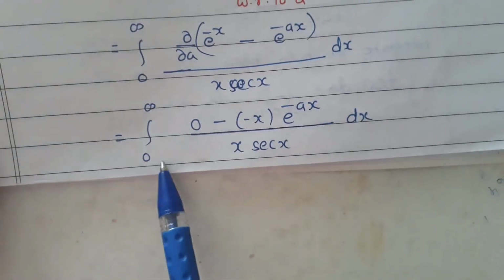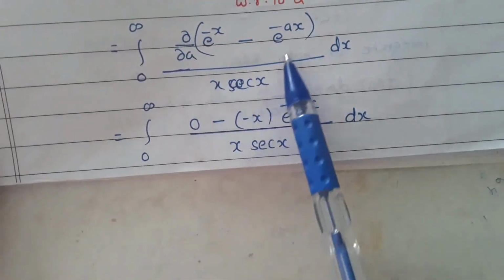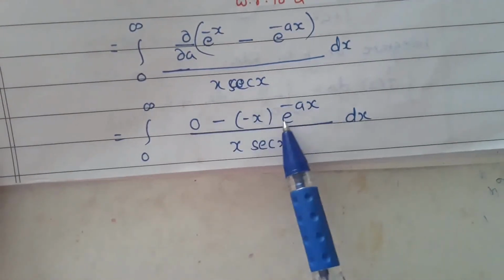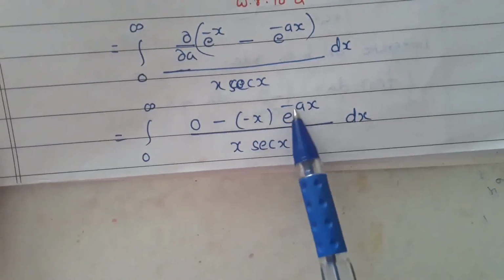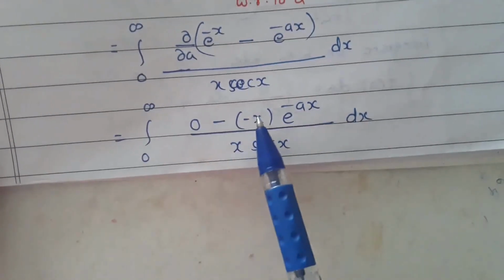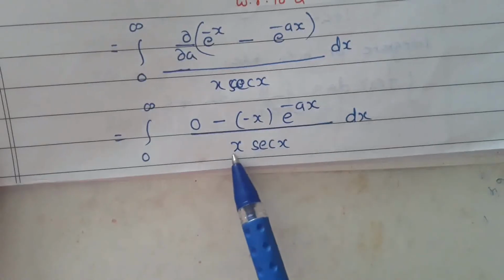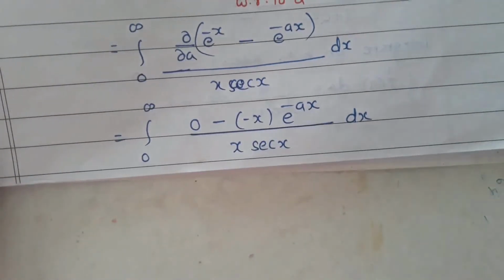The next step is here, 0 to infinity. This partial derivative of this becomes 0. The partial derivative of this function is this: minus x e raised to minus ax dx. So you can cancel this x and x from here. Minus becomes plus.